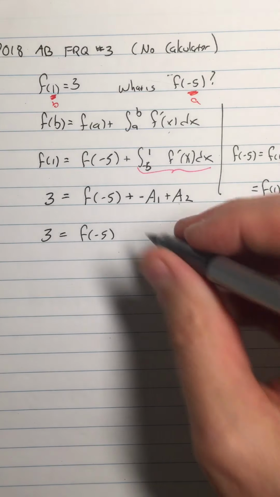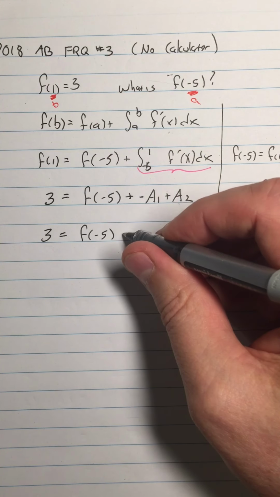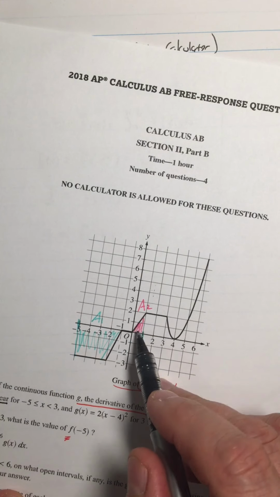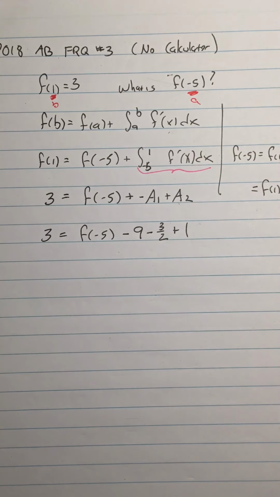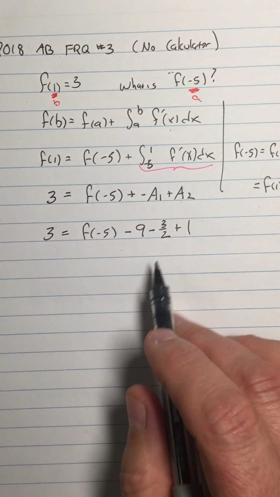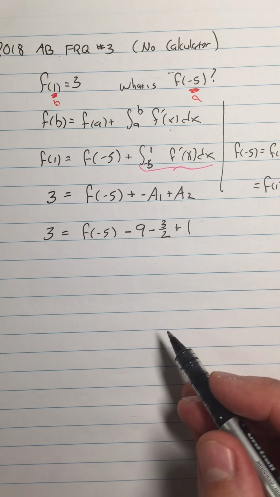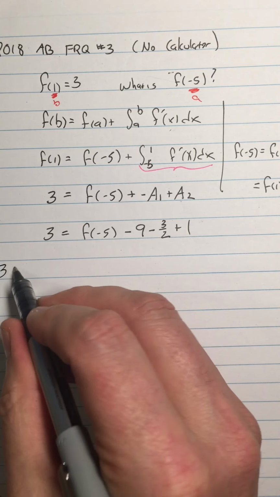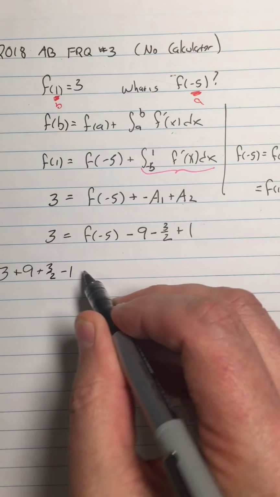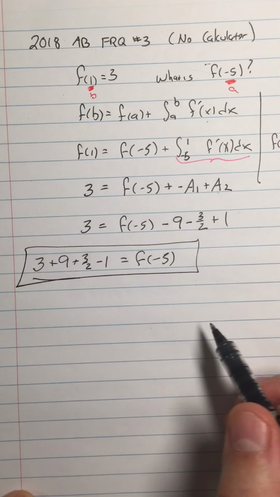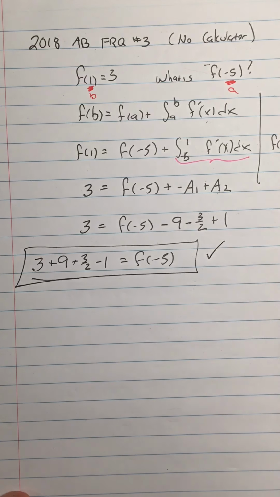So this negative area is going to be -9 minus 3/2. And then for our positive area, we've got half of 1 by 2, so it's 1. Now, you can work this out a lot of different ways, but let me also point out that in a free response question, you do not have to simplify your answer. So you can go like this: 3 plus 9 plus 3/2 minus 1 equals f of -5. I've isolated what f of -5 is. I've reduced it to a simple computation. I'm done. You do not have to simplify that.